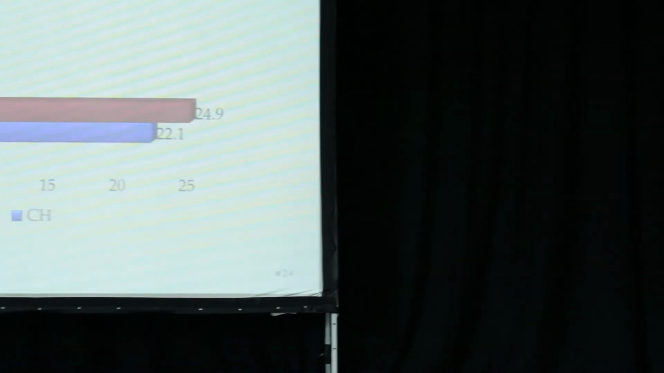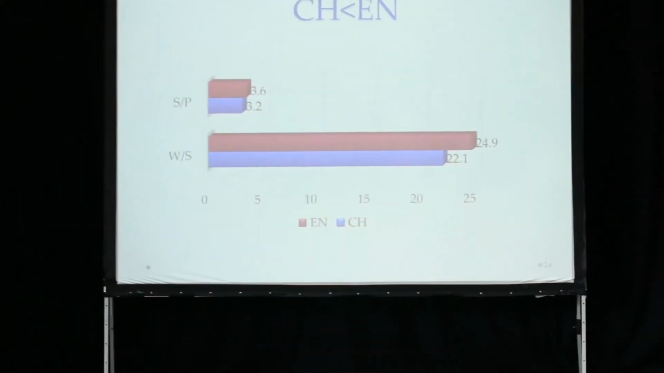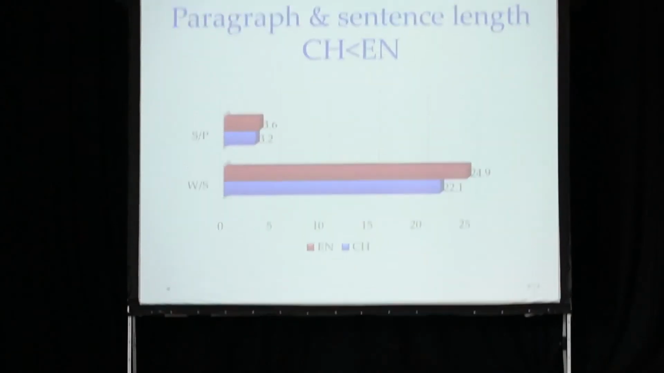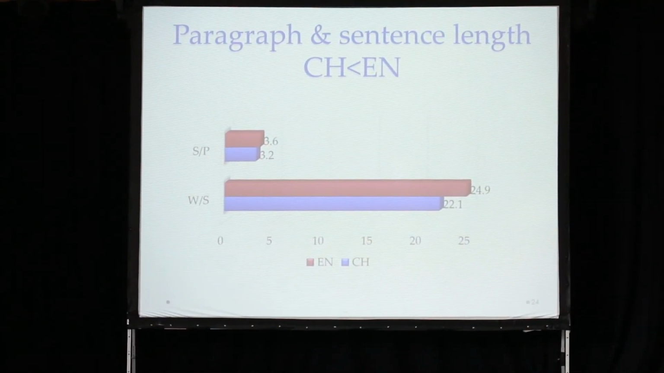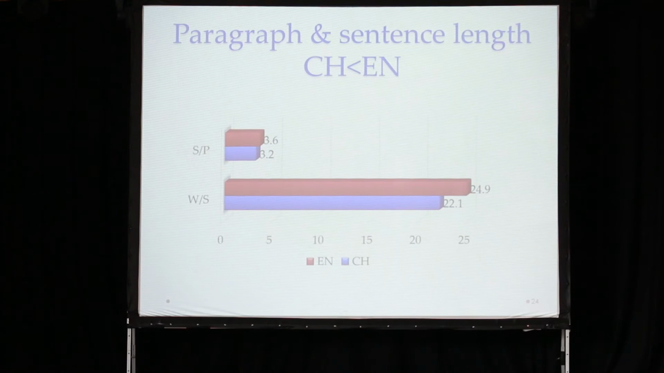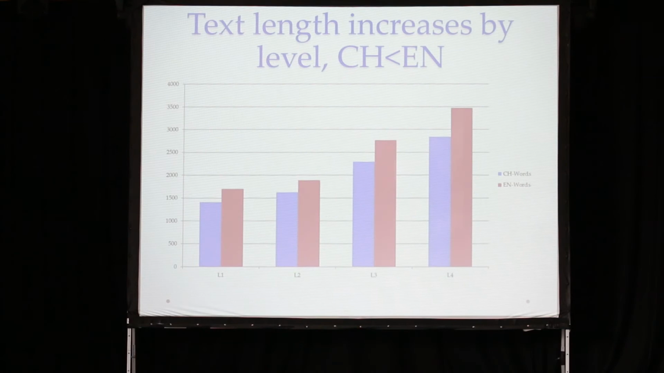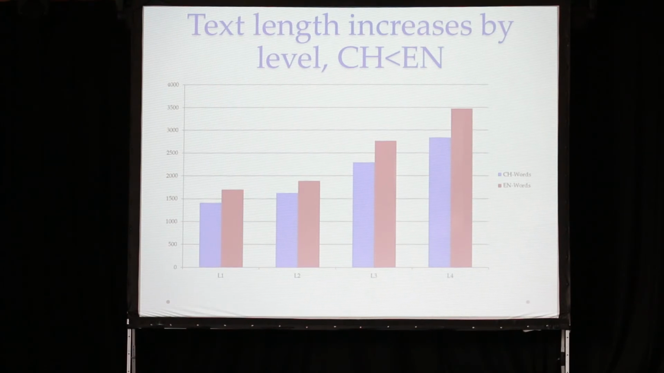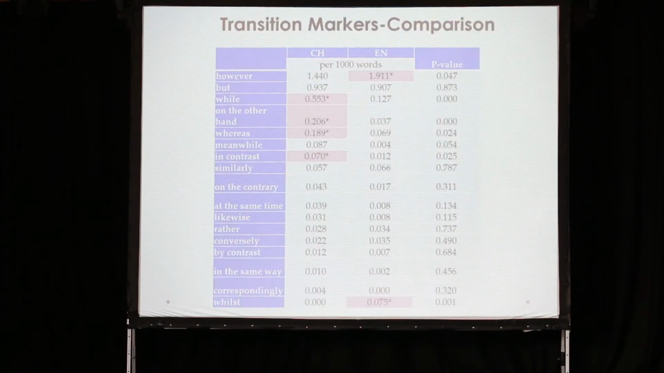Actually, we found, this slide shows the paragraph and sentence length in Chinese and English texts. We found the texts from Chinese students have shorter sentences and shorter paragraphs. Actually, the text length increases by level, and you can see Chinese texts may be shorter than English students' texts.